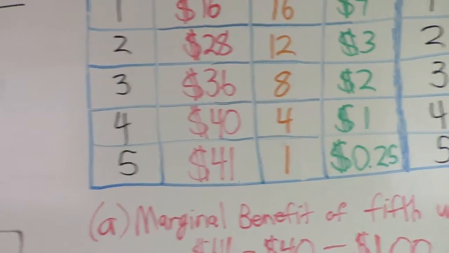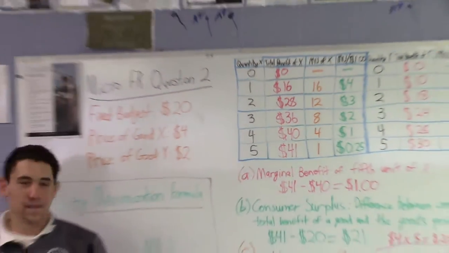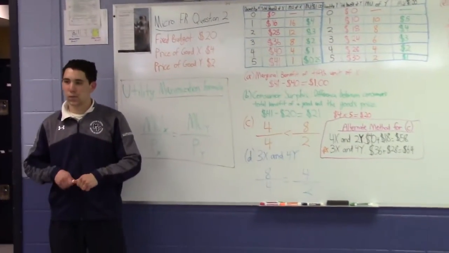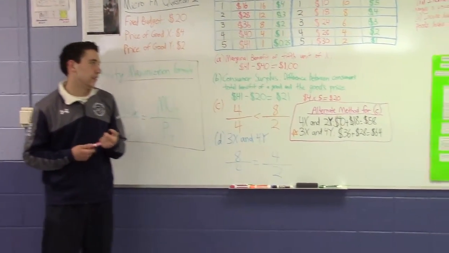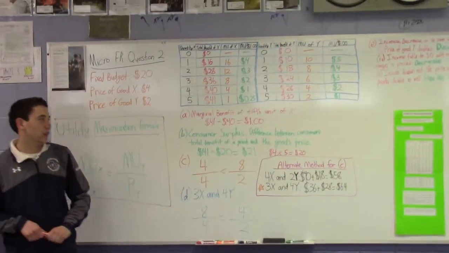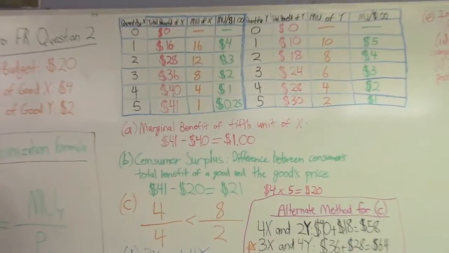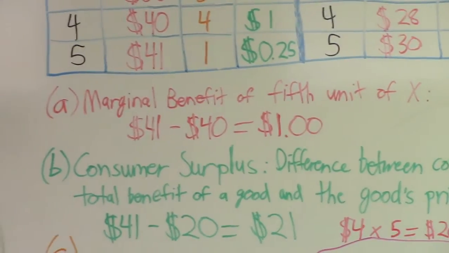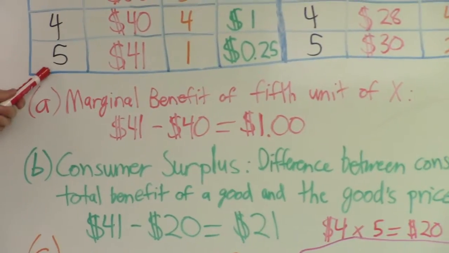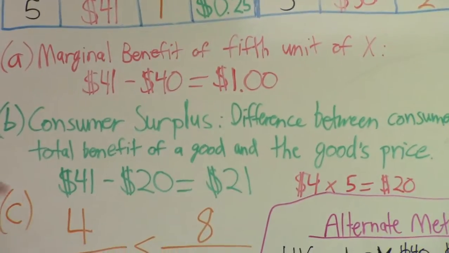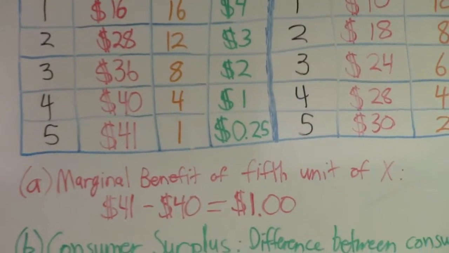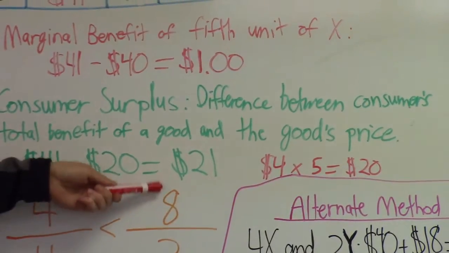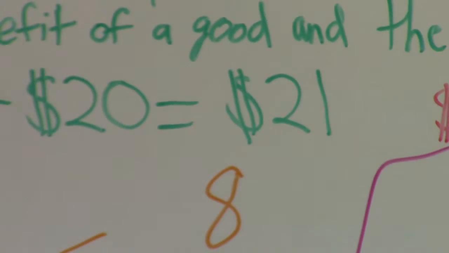Second question, calculate the total consumer surplus if Martha consumes 5 units of X, and show your work. Well, to calculate the consumer surplus, you need to take the difference between the consumer's total benefit of a good and the good's price. So we know that the good's price is $4, and we multiply that by 5, which we get 20 from. And then we know that the total benefit she receives from consuming 5 units of X is $41. So 41 minus 20 is $21. So that would be our consumer surplus.